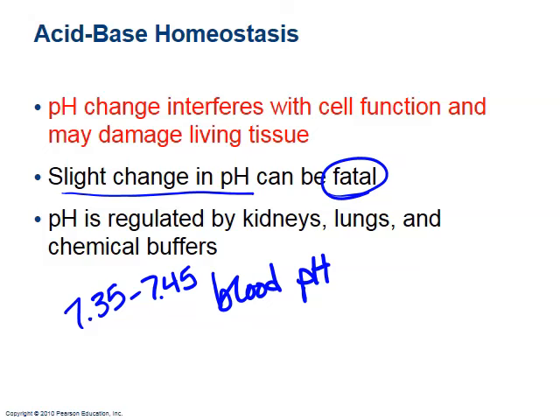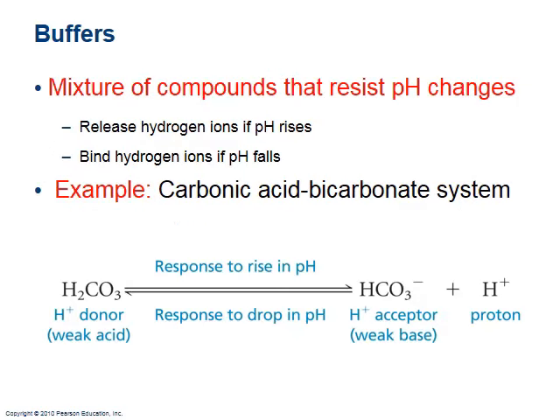So pH can actually break down and destroy some of the molecules that are floating around in our blood and make them inactive. And pH can be regulated by your kidneys, by your lungs, by chemical buffers. A little more detail than I want to get into right now, but again in 202 we'll come back to this. I want you to be familiar with the term buffer and its definition. It's a mixture of compounds that resist pH changes.